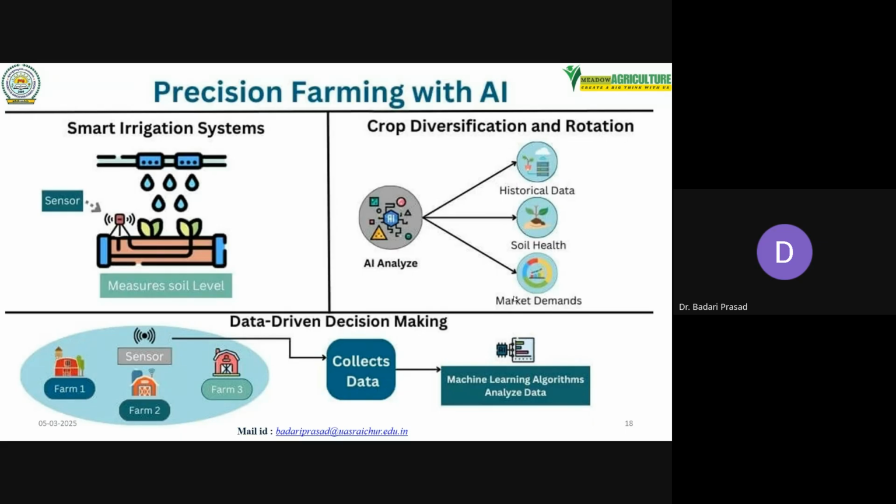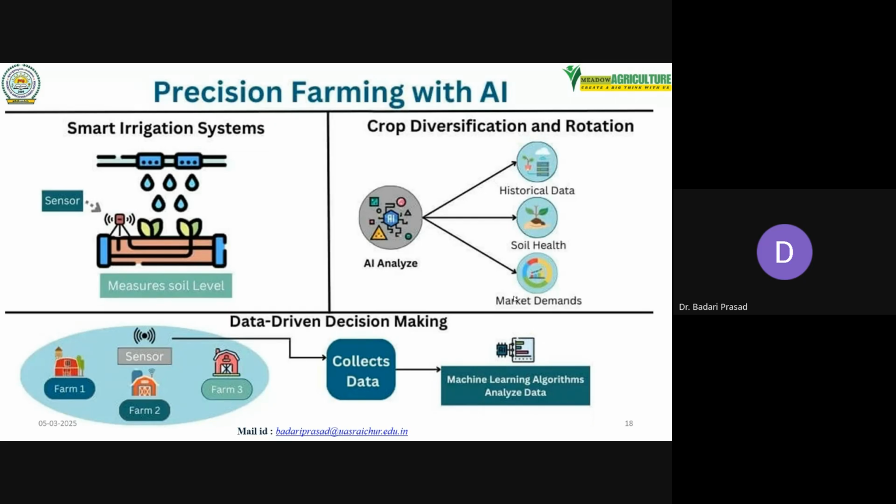In the case of a smart irrigation system, sensors are deployed to study the moisture content prevailing and the temperature and humidity in the surrounding area. Based on this, the need for irrigation will be decided. Similarly for crop diversification, artificial intelligence analyzes the historical data, soil health, and market demands. It combines all three and analyzes. Based on its analysis, what was the previous crop, what modifications can we make, and what is the soil health condition prevailing?